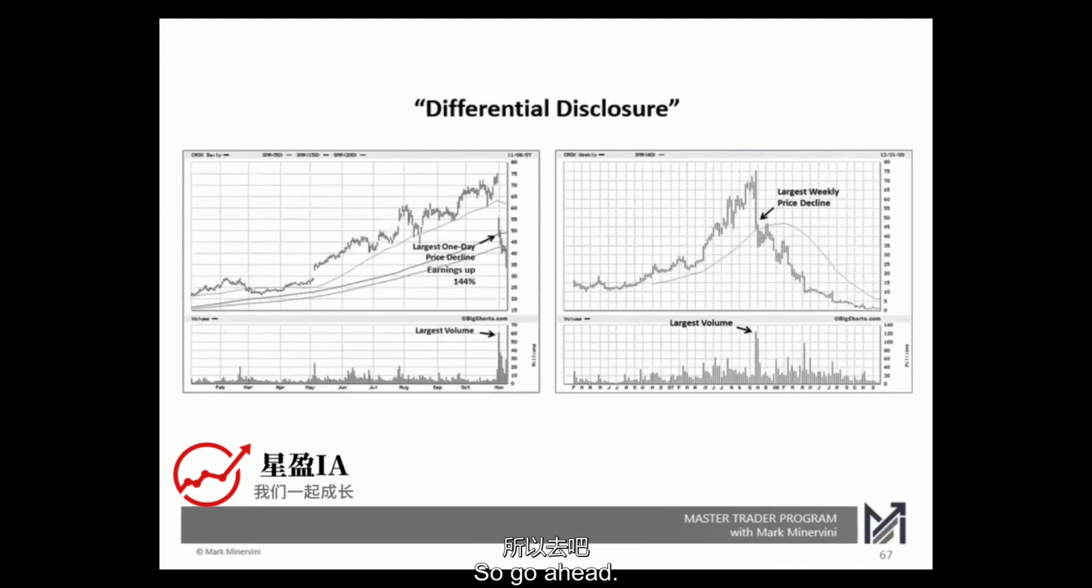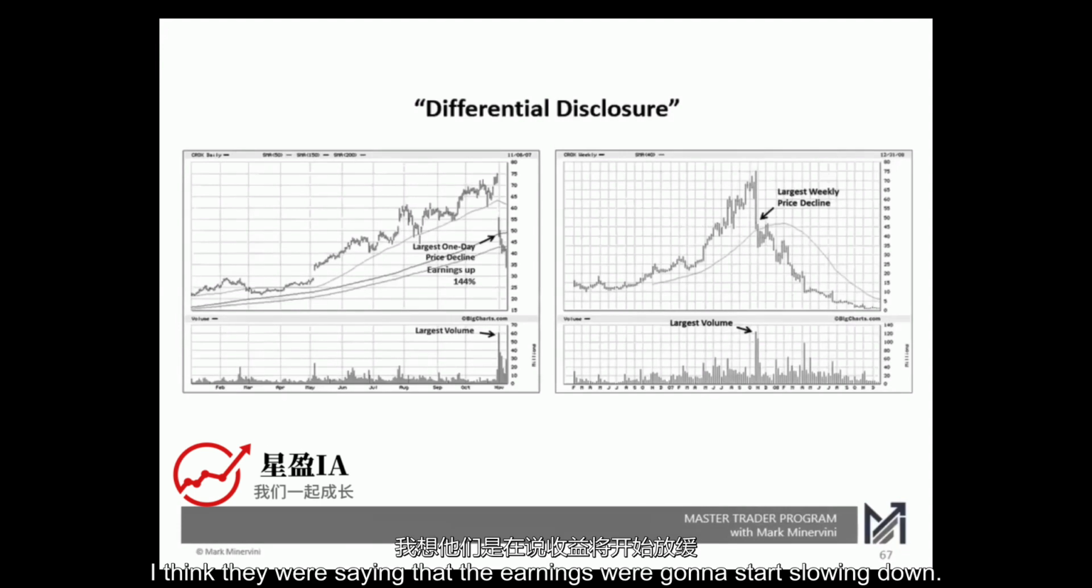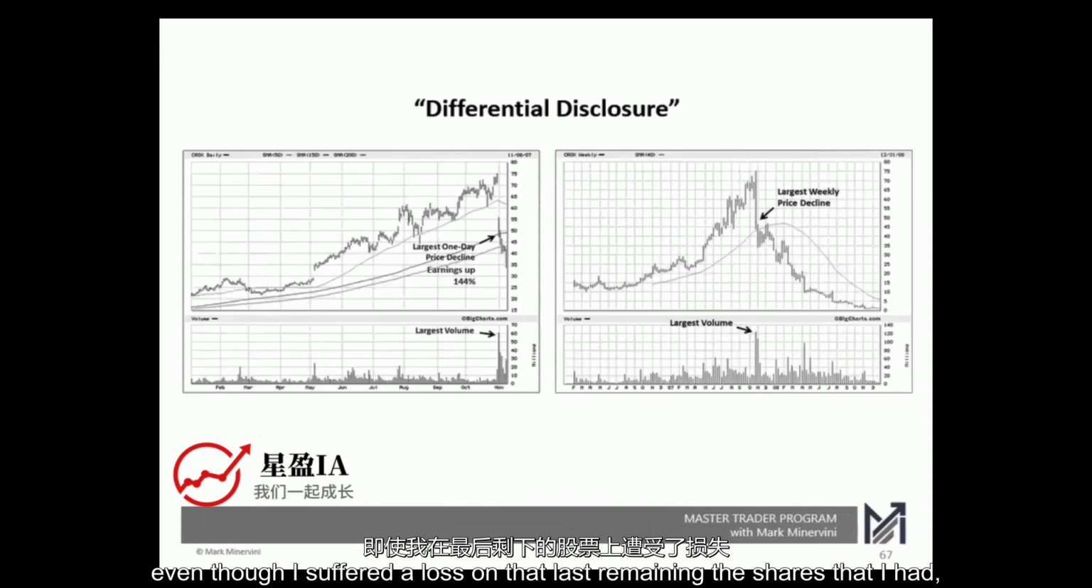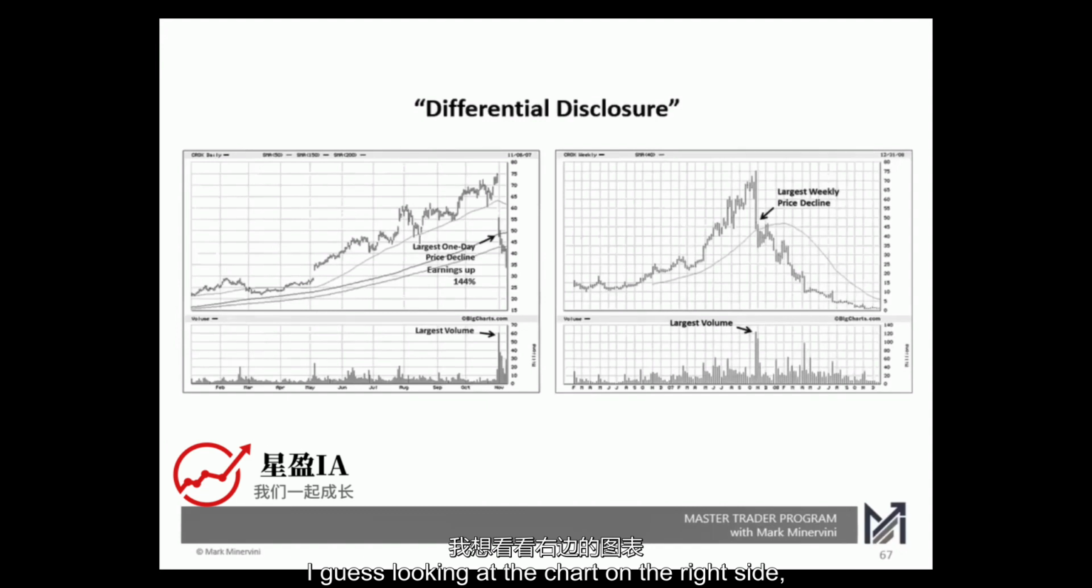So go ahead. I was going to say that was a stock that I was in, and I did very well off that stock. I sold most of it before the earnings report because it had such a great run, but I still had a small position in it. And then it got clocked. I think they were saying that the earnings were going to start slowing down. Even though I suffered a loss on the last remaining shares, looking at the chart on the right side, you can see that sale was just an unbelievable sale, because the stock almost went under. It almost went to zero.